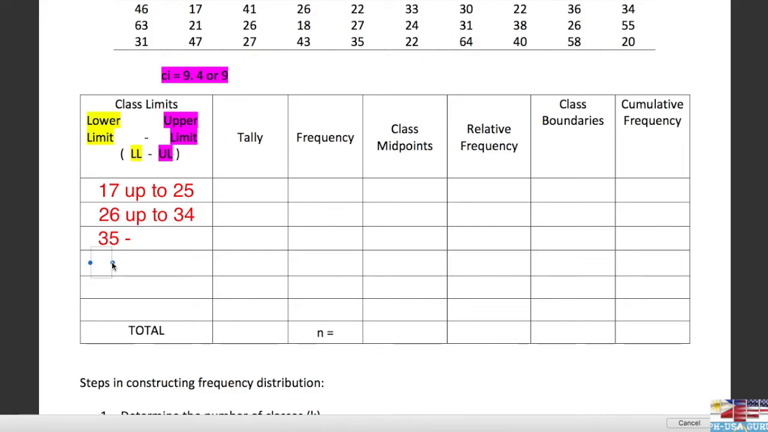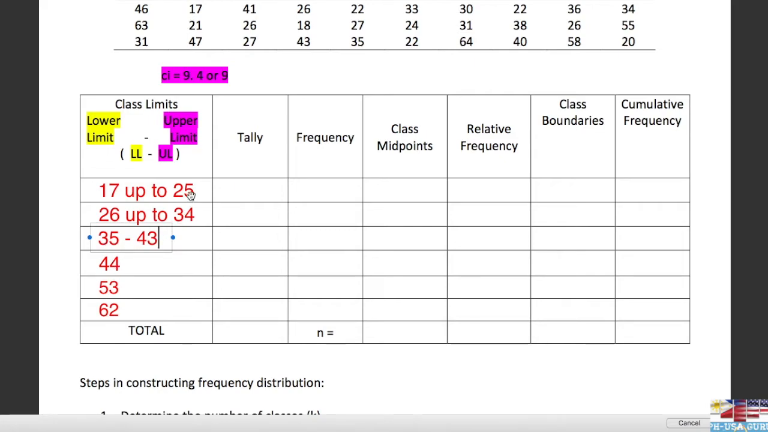So let's add. What is 35 plus 9? That is 44. And then let's go here. What is 44 plus 9? That is 53. What is 53 plus 9? We have 62. Next, let's add 9 from 34. So that is consistent. It's just simple addition. So 34 plus 9 equals 43. So our third class limit is from 35 to 43.